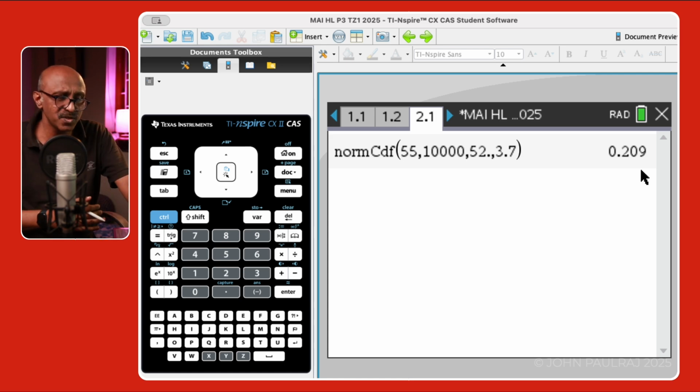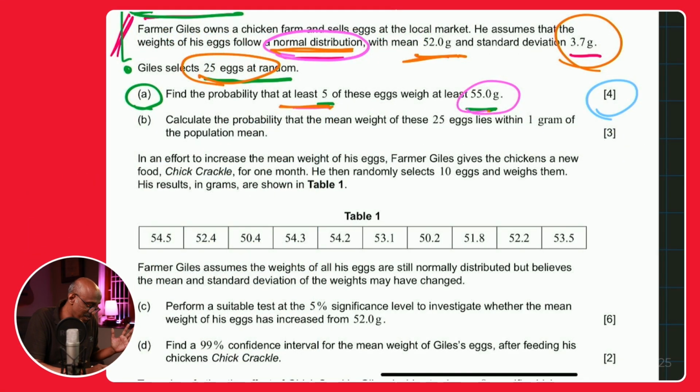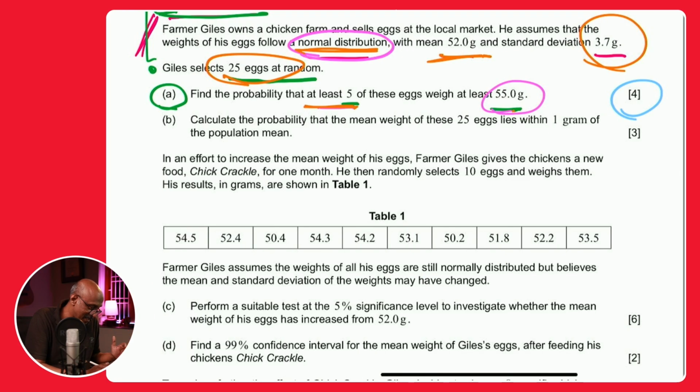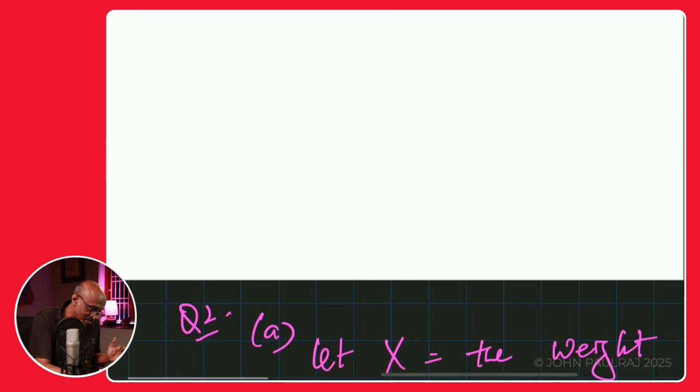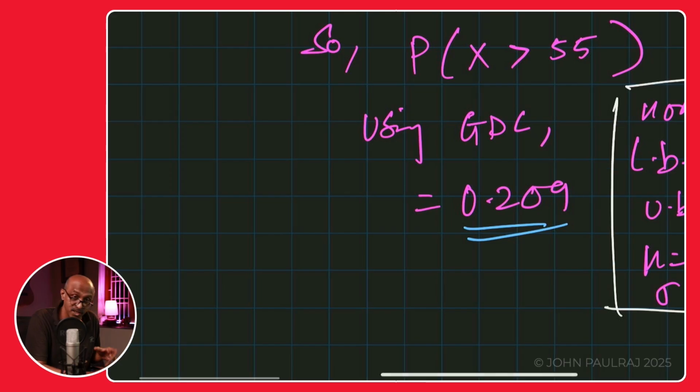Oh, I'm not even sharing the screen. What is going on today? All right, here we go. Let me repeat what I said. I said that this is just not the answer. I said this is just the first part.